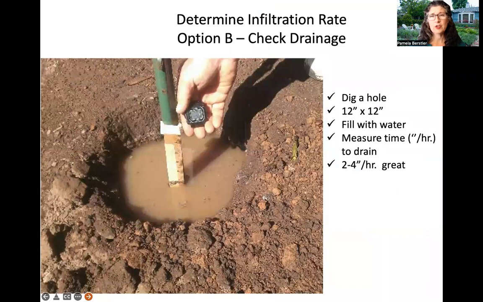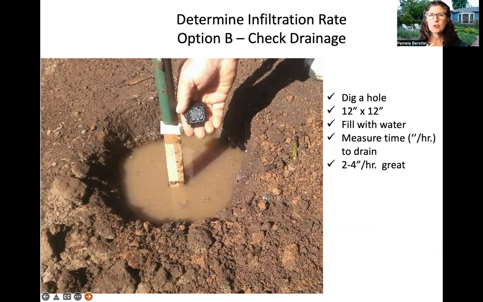If you don't have a penetrometer, you can do it the old-fashioned way, and that is to dig a hole and see how quickly it drains. So pretty much what you're going to do is dig a hole, typically about 12 by 12 is perfect, and you're going to fill it with water. It might actually be a good idea to do this before you start the audit, because sometimes this can take a while. But what you do is you fill it with water and then you let it drain all the way through, and then you fill it with water again. And the second time around, you're actually going to time it.